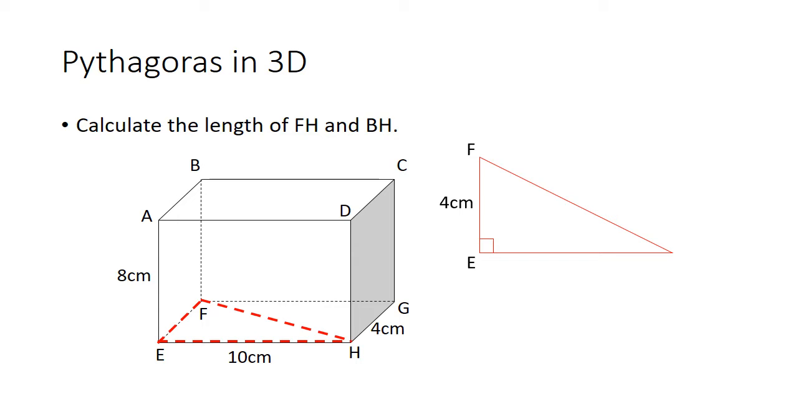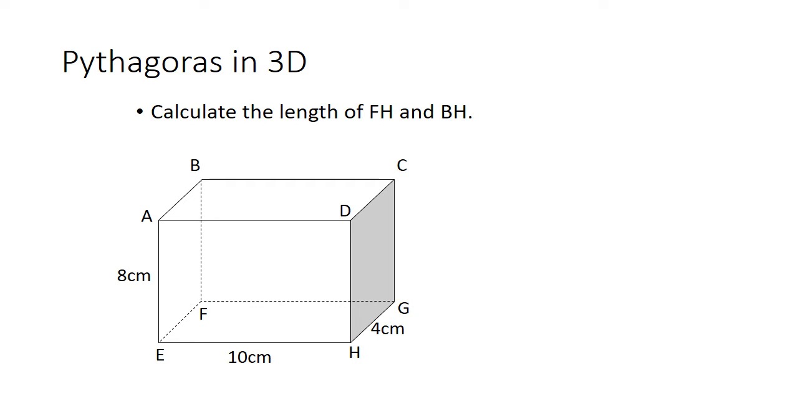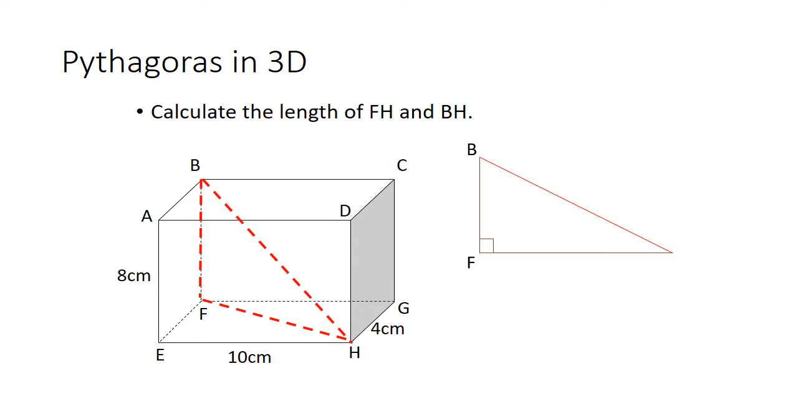So we've got our right angle triangle now here, so we can use Pythagoras Theorem and go 4 squared plus 10 squared, obviously equals 116. Okay, square root that answer, and so we know that FH is going to be around about 10.77. Now what I'm going to do is, when I need to use FH now, because I'm going to need it to find BH, I'm going to call it the square root of 116 because it's more accurate.